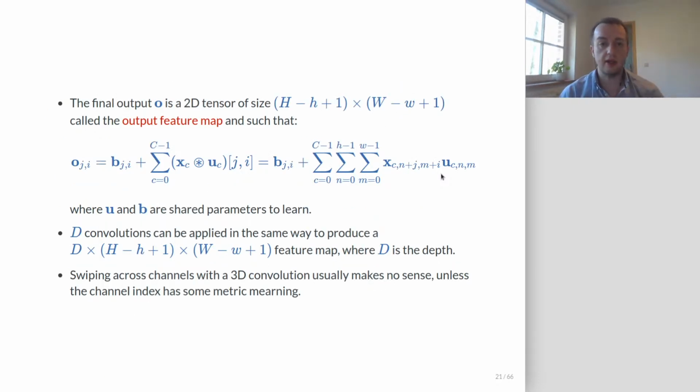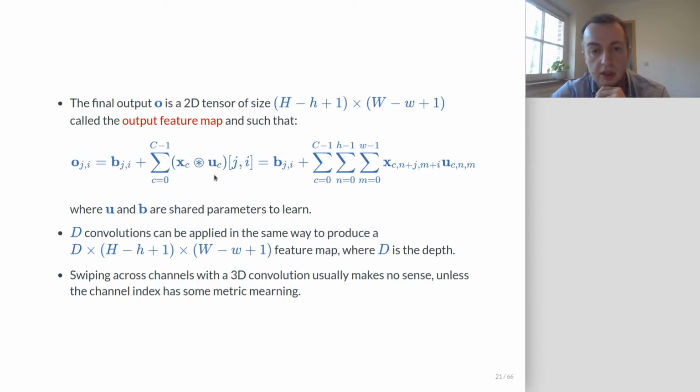Right? So formally, the final output that I will denote by O will be a 2D tensor. We would start from a 3D tensor, but the result of the convolution would be a 2D tensor, whose size is given by this expression, so it's smaller than the size of the original image. And we call this output the output feature map. This is computed exactly as just described. You would say that the element j,i of this output feature map is computed as some offset p, which would be a parameter of the convolutional layer, plus the result of convolutions that you would apply for every channel c in the input feature map.